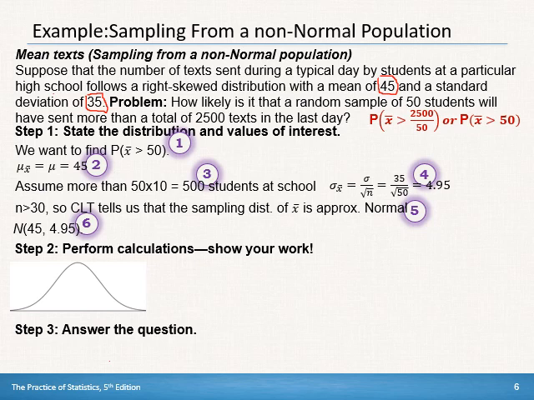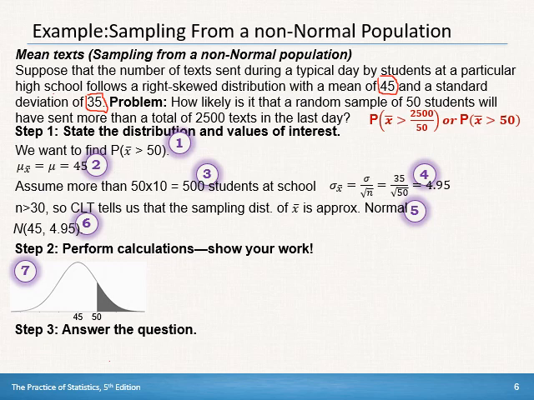All right, so now let's look at how we would do our calculations. Two parts to that. First thing you want to do is do a shaded curve, right? A normal curve with labeling and shading. All right, so it looks like our mean is 45. We want to be greater than 50, so we shade at 50 and to the right.